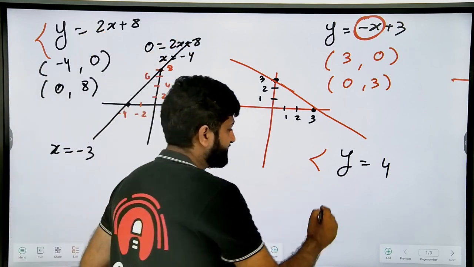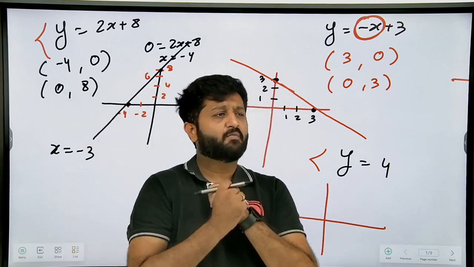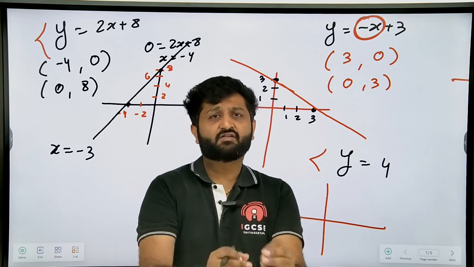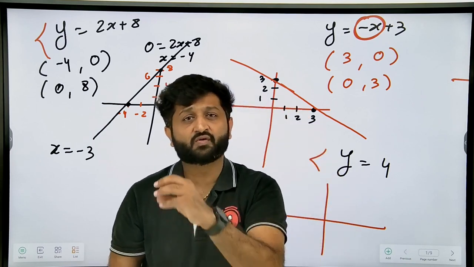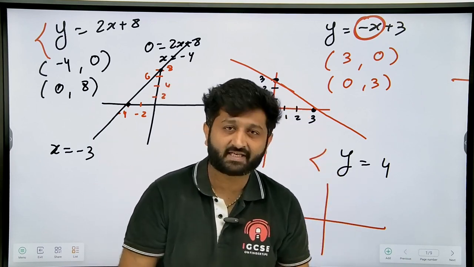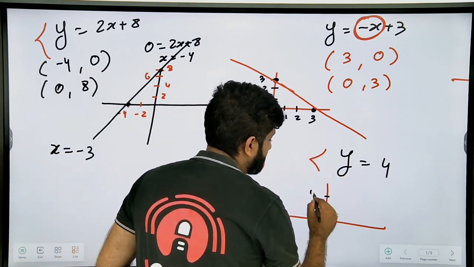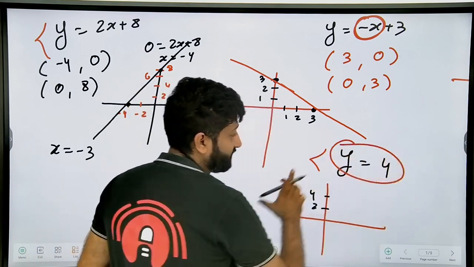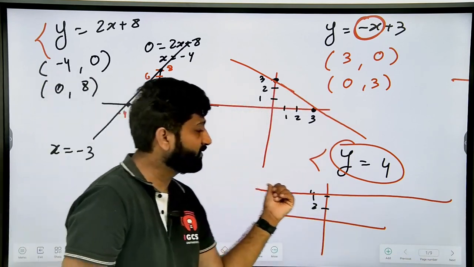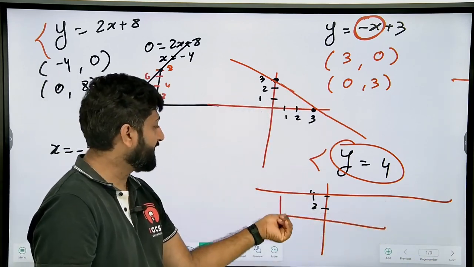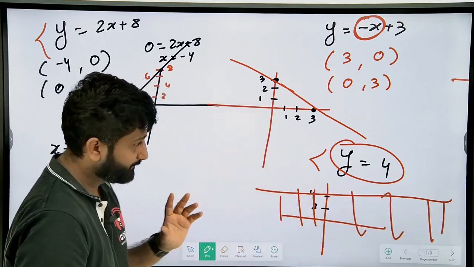In the same way, if they tell me to plot y equals 4, y equals 4 means that whatever the value of x is, the value of y is always going to remain 4. Even if x is 2, 3, 4, 5, 6, whatever be the value of x, the value of y is always going to remain 4. So let's say this is 2, this is 4. They are saying y equals 4, meaning I'll draw a line from this parallel to the x-axis. This shows that for any value of x, my y is always 4, right?